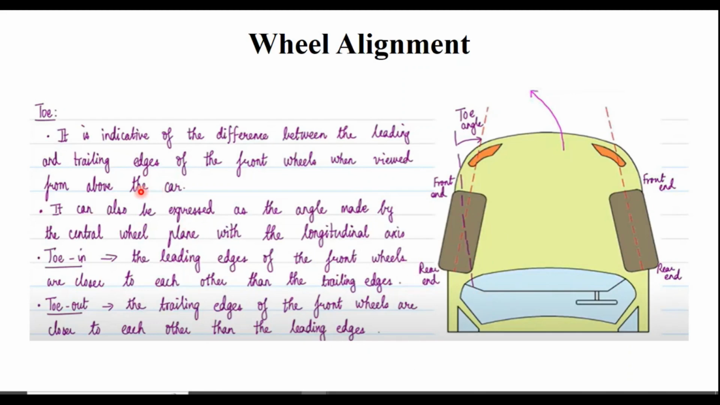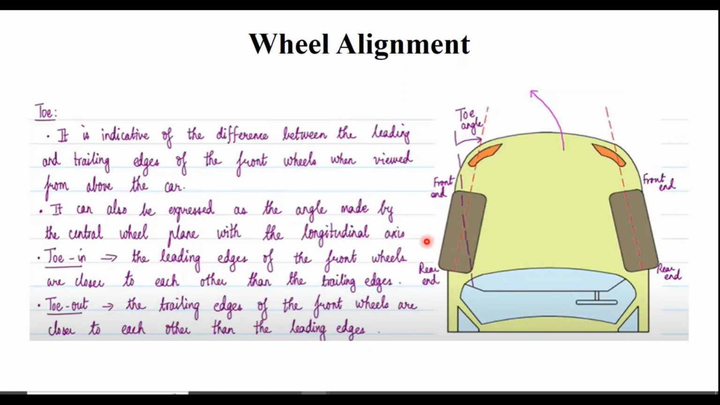What is toe? Toe is nothing but, when viewed from the top of a car, the difference between the leading and trailing edges of the front wheel. Okay, so you have two edges. One is the leading edge and another one is the trailing edge.